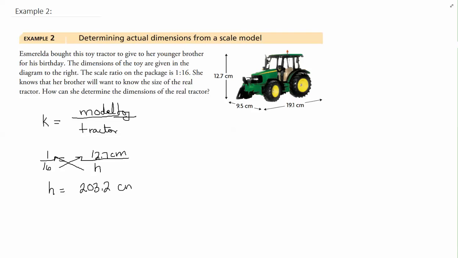So we have 203.2 centimeters, and we might choose to convert that into meters. So if I take this and multiply it by 1 meter per 100 centimeters, my unit of centimeters cancels, and I take 203.2 times 1 divided by 100, and that gives me 2.03 meters. So the height of the actual tractor is 2.03 meters.